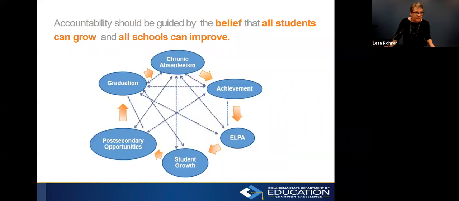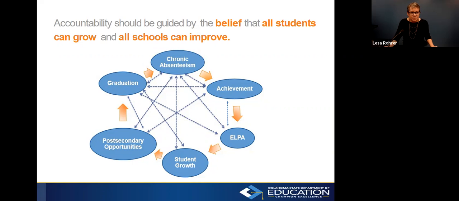system. So accountability, this is the most important one, that's why we saved it for last, is guided by the belief that all students can grow and all schools can improve. And when we have that mindset, it really does frame the way we think about things. Each of these indicators, although they're measured at different times, connect.